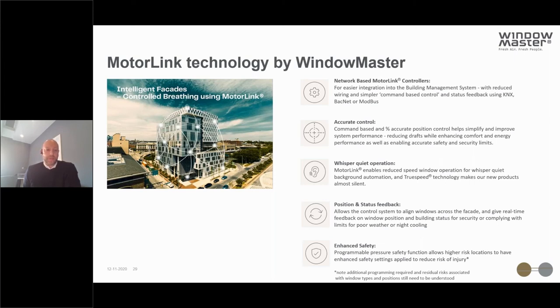And we can also do that in an automated mode, which is very slow and quiet, or we can do it much more quickly when we need to react to functions like rain or for smoke applications. So MotorLink is really key technology for smart buildings and for those that are looking for a high level of performance and control. But we can also use our actuators in a very basic 24-volt operating mode if we need to. And sometimes that's right for simple applications like operating roof lights, or for high-level windows which are just operating off a switch on the wall.